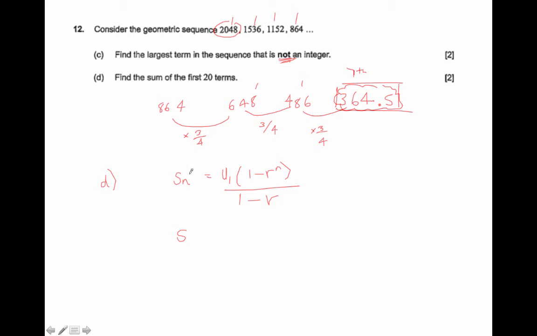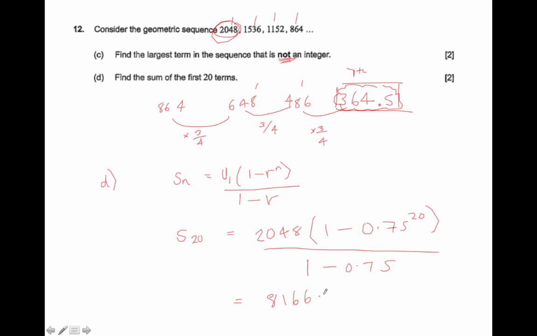So Sn, n is 20. So the sum of the first 20 terms is U1, which is 2048, times 1 minus 3/4 or 0.75 to the power of 20, all divided by 1 minus 0.75. So if you did that on a calculator, it should come out as 8166.02. So that's the sum of the first 20 terms.